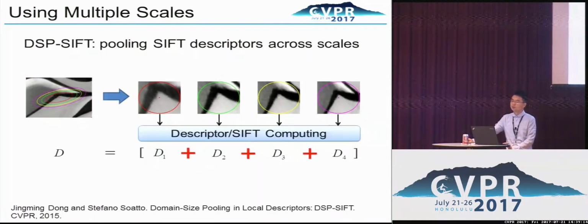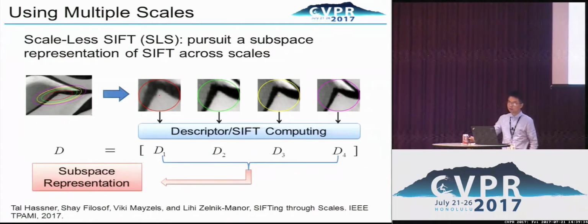Another way to use information of multiple scales is to directly pool them together across different scales. This is exactly what the DSP-SIFT does. It adds all SIFT descriptors across all scales to form one single descriptor. Alternatively, we can also suppose that the SIFT descriptors of a key point across different scales lie in a feature space. Then we can use the basis of the feature space as a feature representation to construct the descriptor.